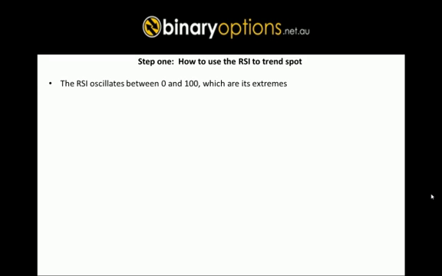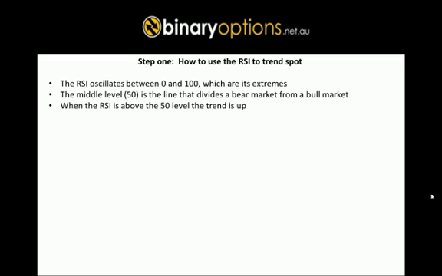The RSI oscillates between the 0 and 100 levels, which are its extremes. The middle level, or the 50 level, is the line that divides a bear market from a bull market. When the RSI is above the 50 level, the trend is up, and when the RSI is below the 50 level, the trend is down. This is very useful because when the trend is up, you will be looking for setups to buy calls, and when the trend is down, you will be looking for setups to buy puts.